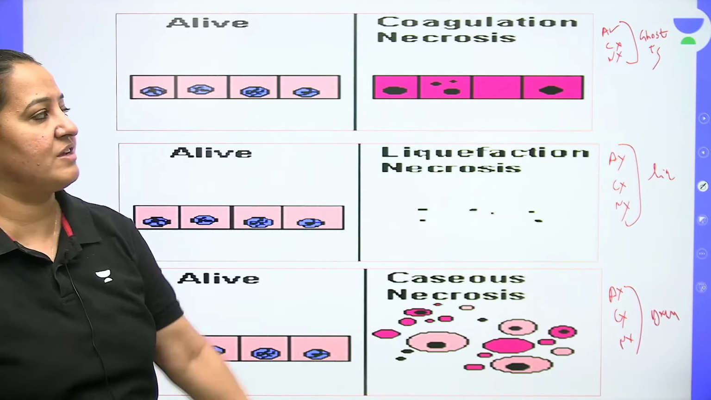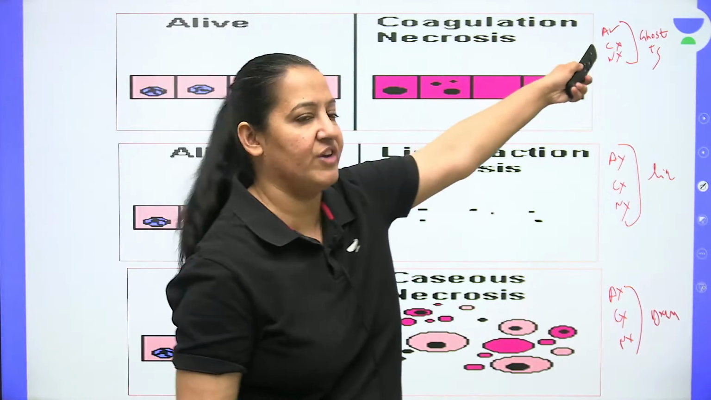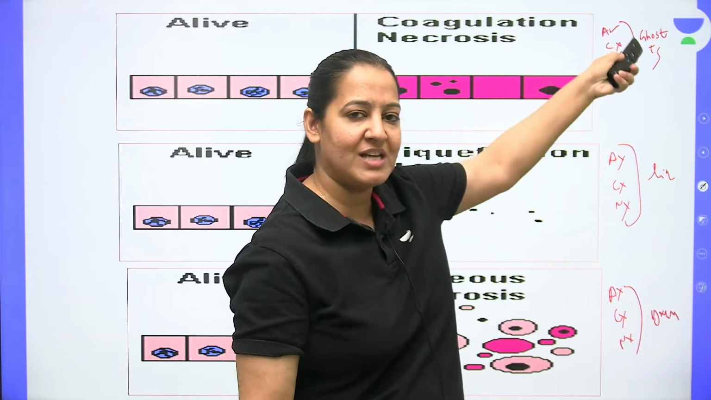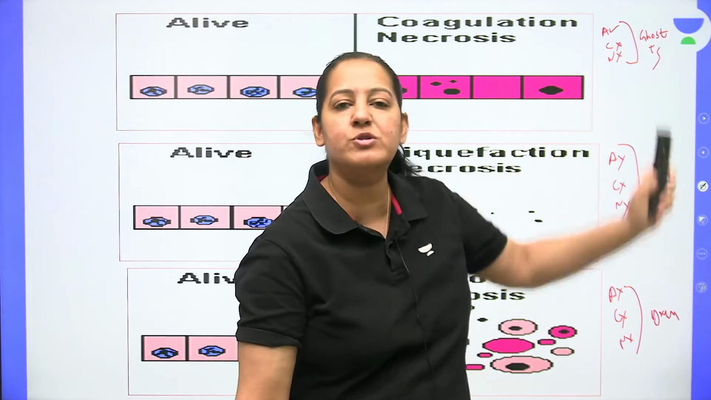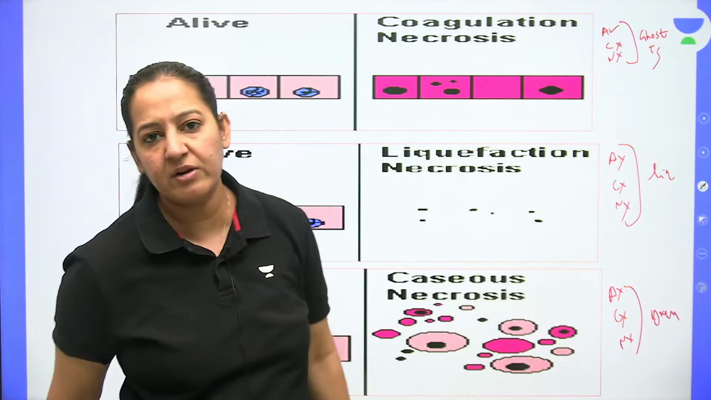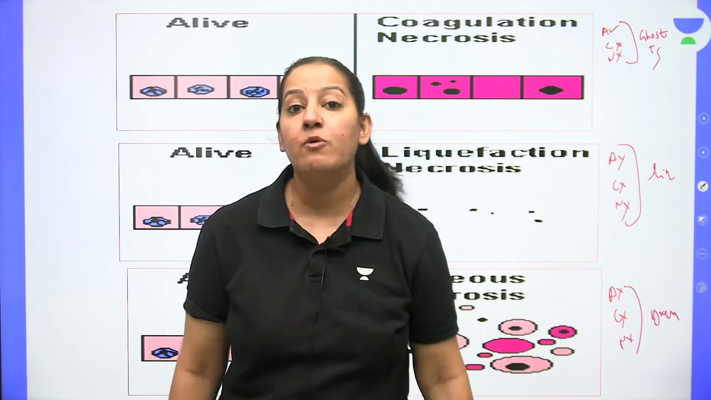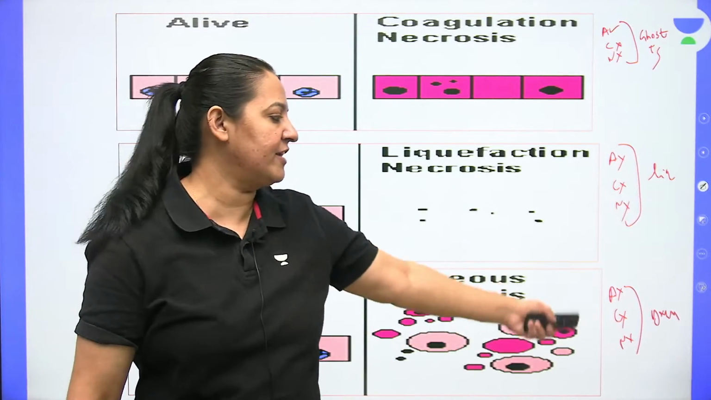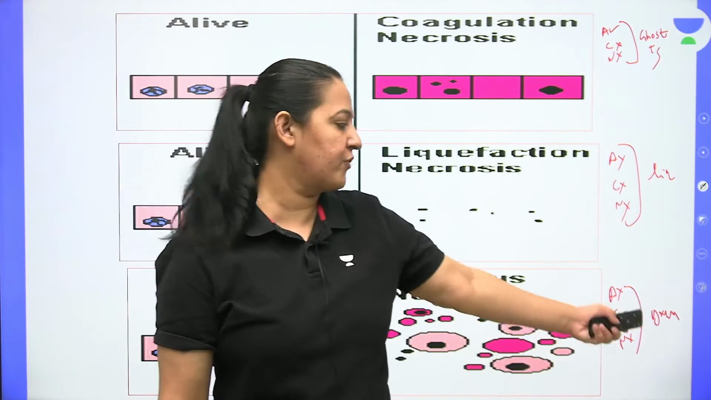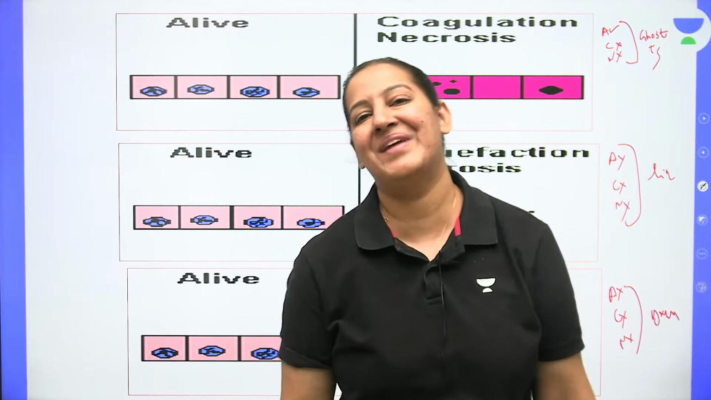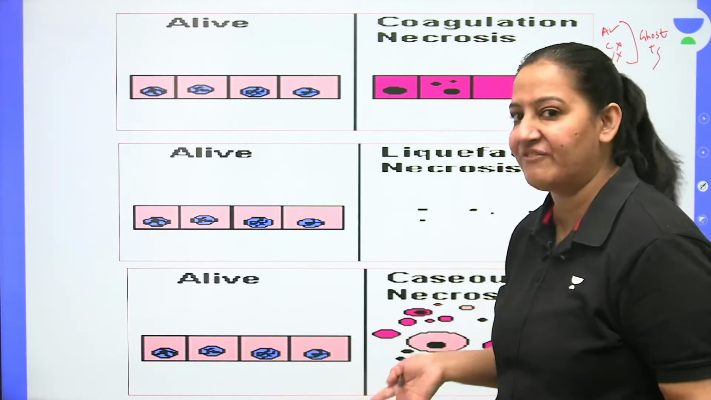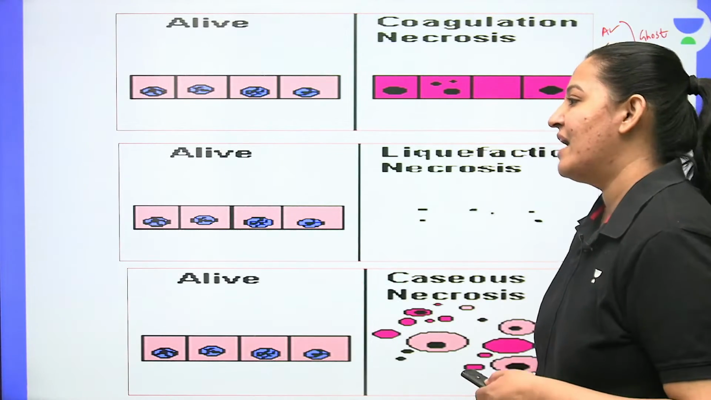If someone asks you the definition of coagulative necrosis, this is the definition: architecture persists but nuclear and cytoplasmic details are lost, so ghost cells or tombstone cells are formed. What is the definition of liquefactive necrosis? All three details are lost and ultimately cells convert into liquefied debris. What is the definition of caseous necrosis? All three details are lost and the cell is converted into granular debris. Give me a thumbs up. Draw these diagrams and write the definitions in your exam. You will get full marks. Everyone give me a thumbs up.